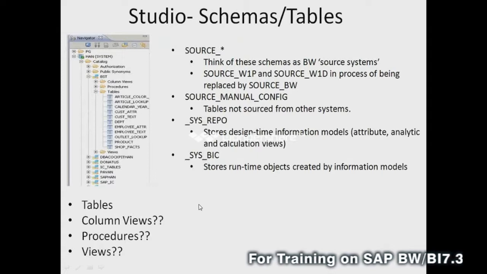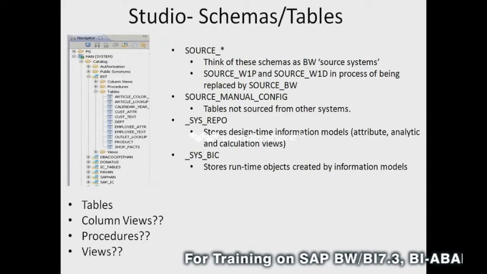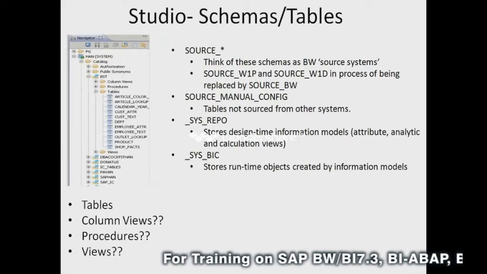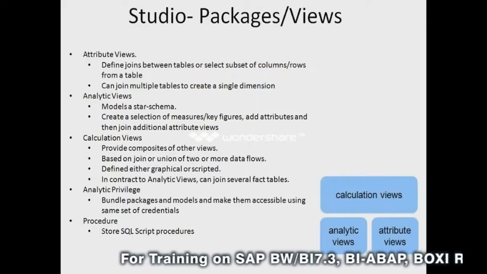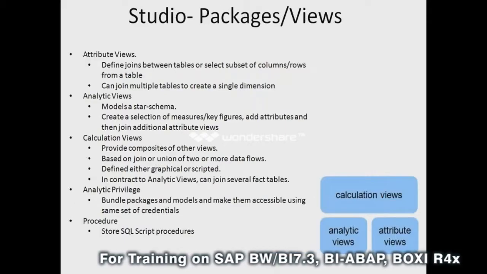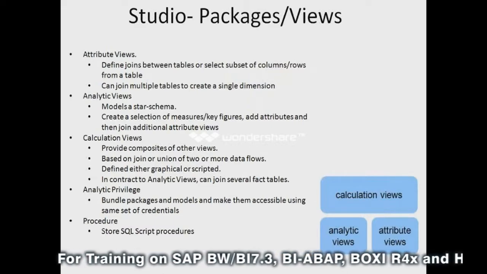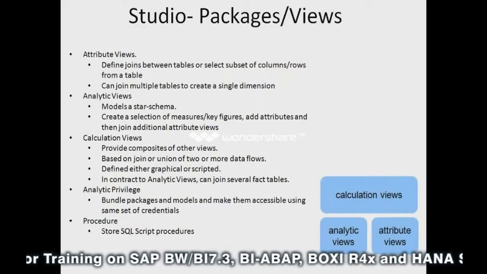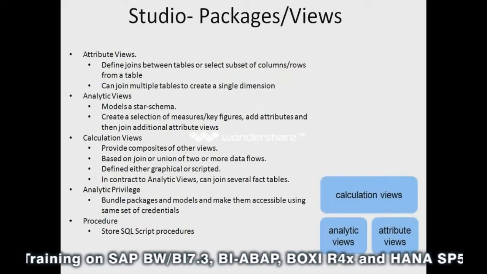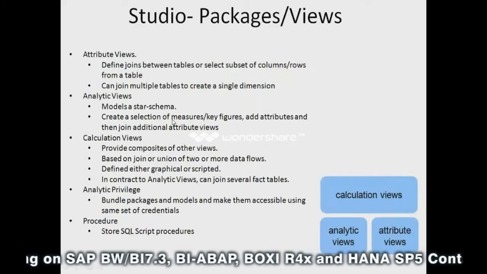Select a subset of columns and rows, and join multiple tables in a single dimension. Practically, we will see how to create these joins and define the cardinalities. When we start working with HANA Studio, we'll see how to create all these tables and joins, define cardinalities, and deploy these attribute views, and on top of attribute views, how we can create analytical views. Analytical views again are a combination of both master data and transaction data.